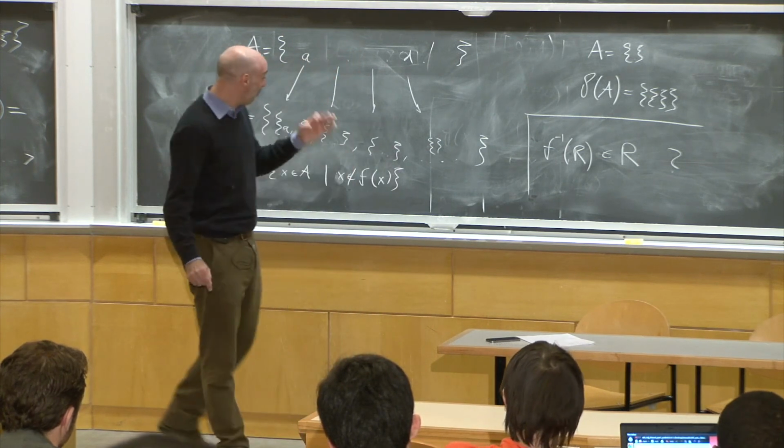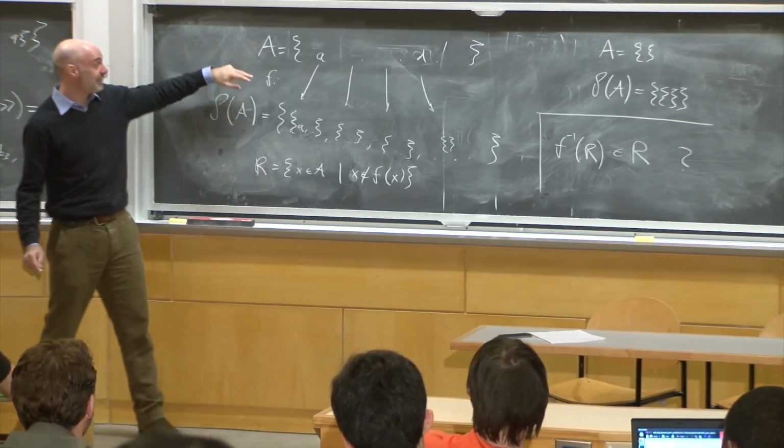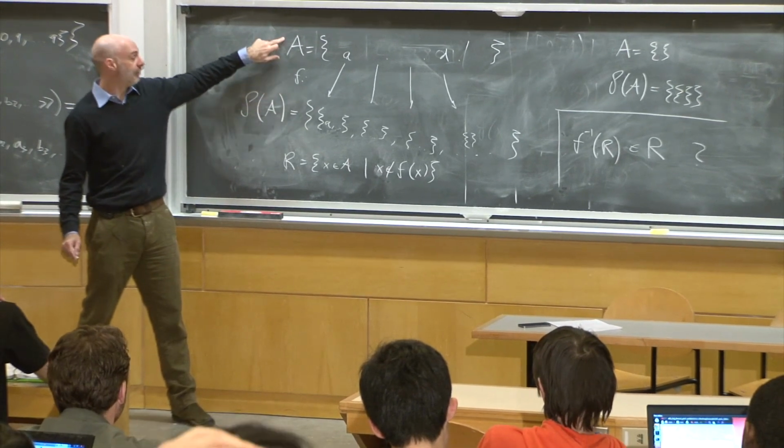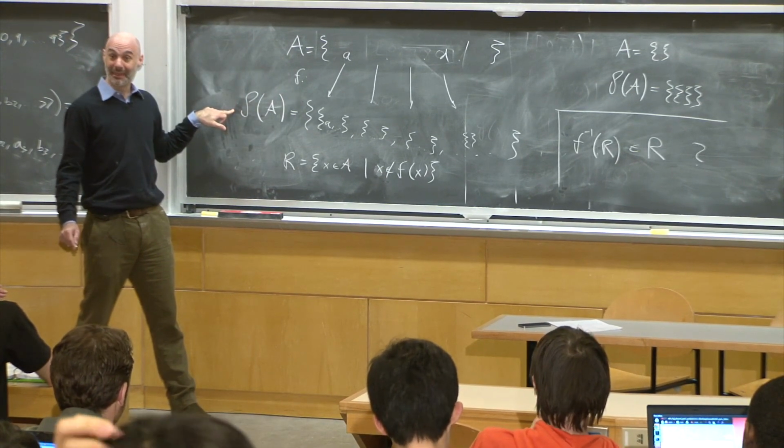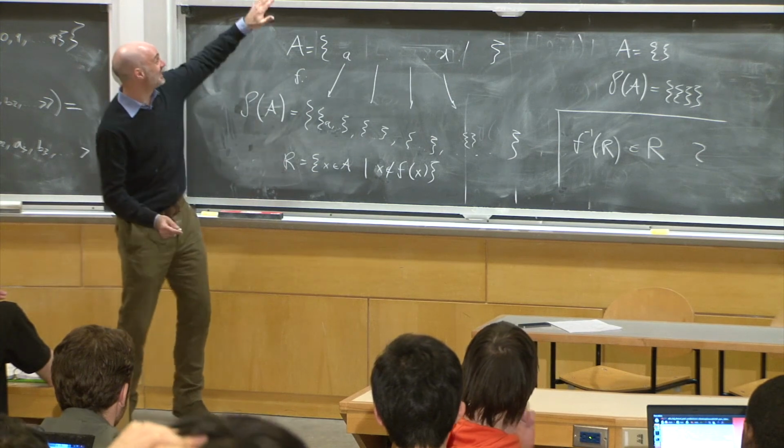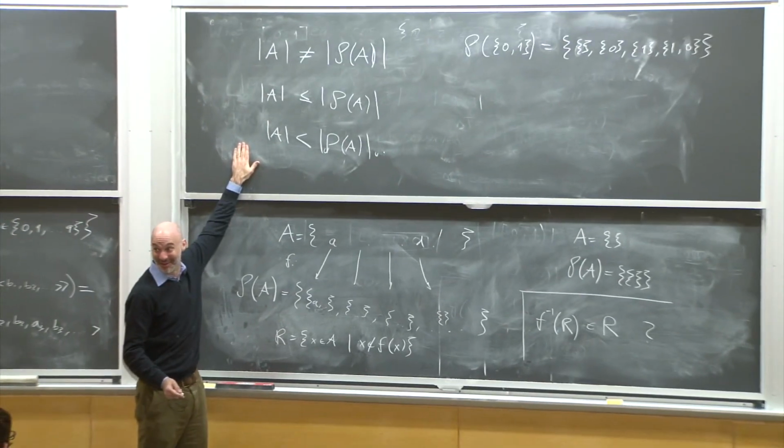So we were able to prove a contradiction from our assumption that this 1-1 function from A onto its power set exists. So it can't exist. And if it doesn't exist, the power set is bigger than A.